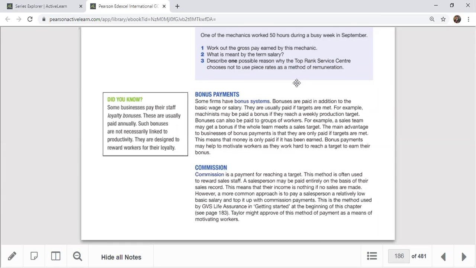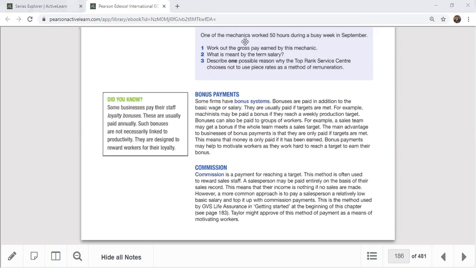Another financial thing is the commission method. Commission payment is, for example, given based on reaching targets, like based on the amount of output that they produce. In the June 2020 Excel paper, they asked to define what commission pay is. So you had to answer that question by saying the keyword is based on, given mainly to sales staff based on the number of items they have sold. This means that their income is nothing if no sales were made.